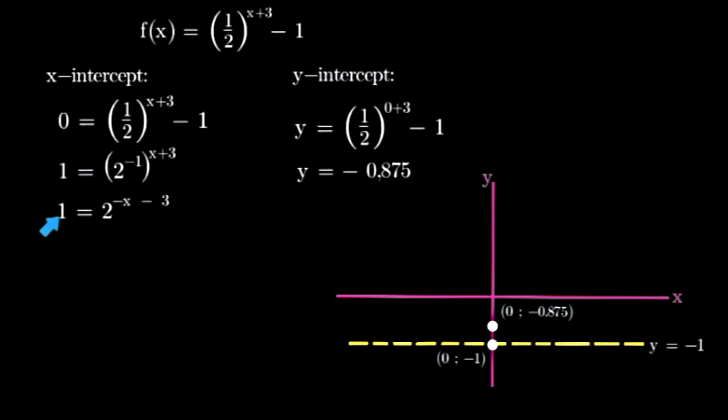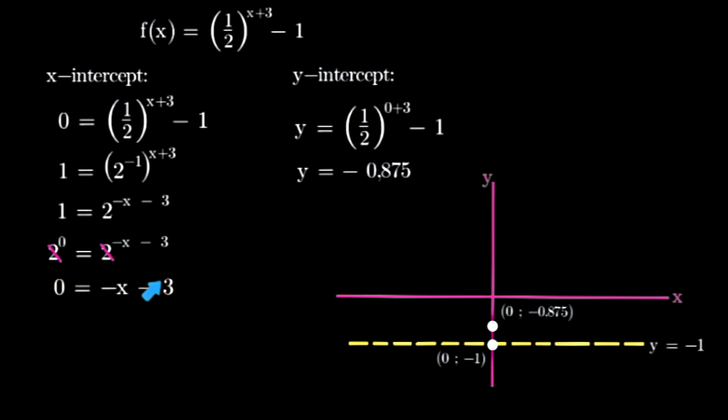Now, so far so good, but we can't go any further than this. So what we want to do is we want to get the bases to be the same. Now, how can I make a 1 so that it looks like a 2? Well, I can write 2 to the power of 0, because any base to the power of 0 is 1. So there we go. So 2 to the power of 0 is equal to 2 to the power of minus x minus 3. The bases are the same, so I can simply cross them out so that only the exponents remain and calculate x. So now we have 0 is equal to minus x minus 3.